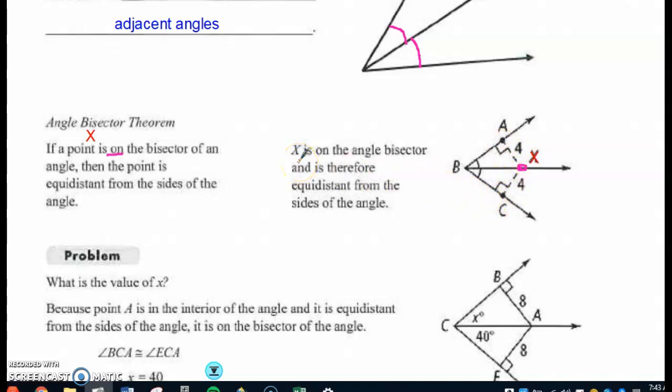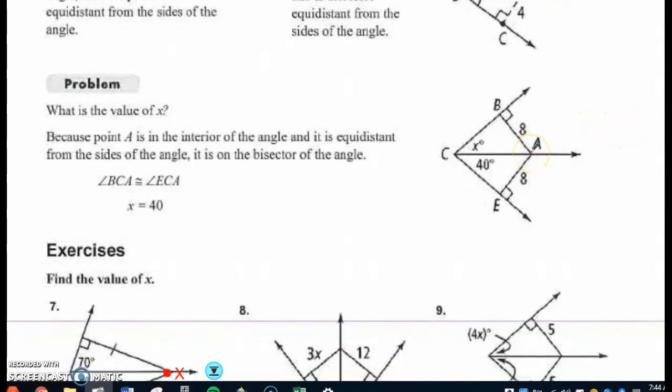And also vice versa. Notice what it says right here. If X is on the angle bisector, then it is equidistant from the sides. That's what this theorem says. And if we know it is equidistant from the sides, then it must lie on the angle bisector.